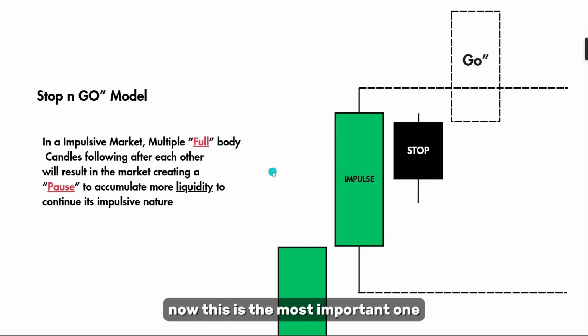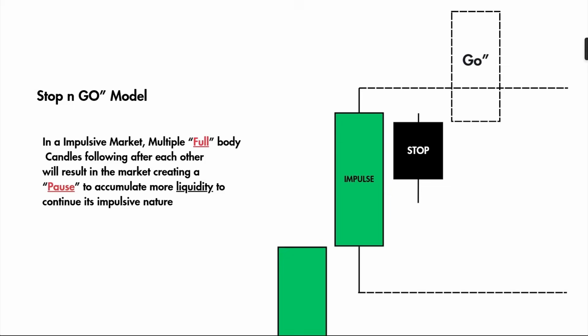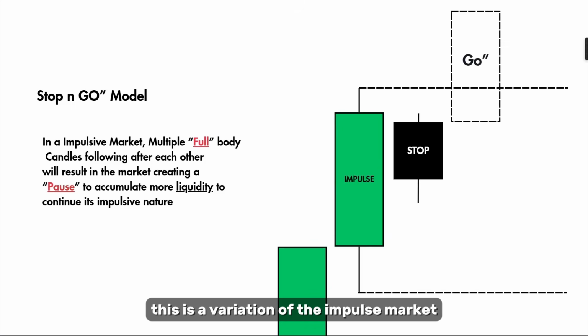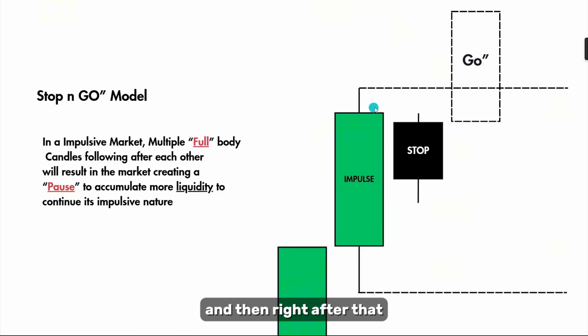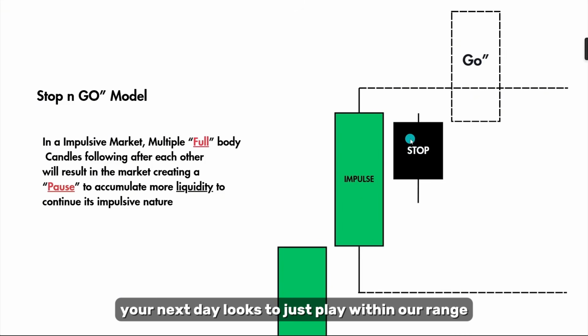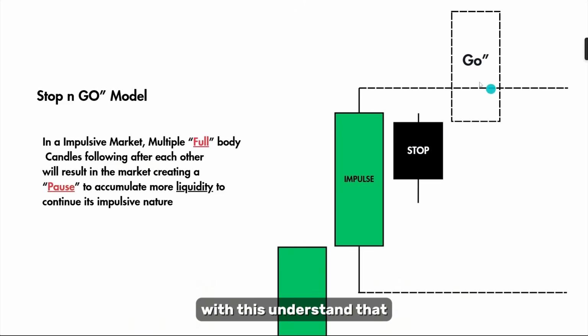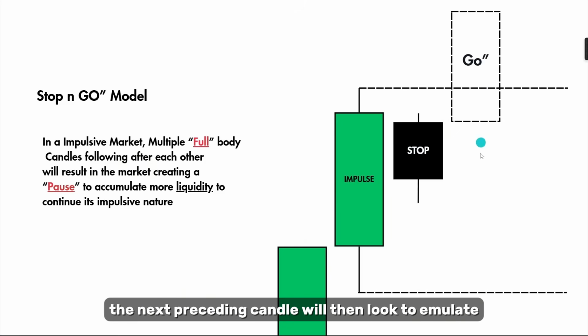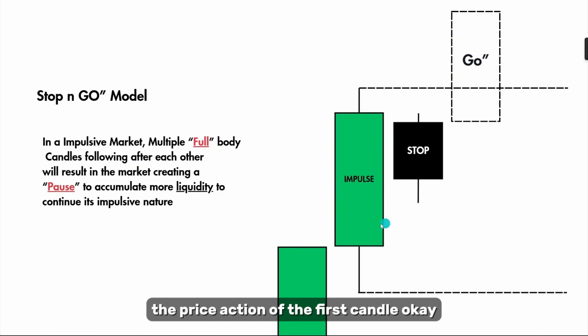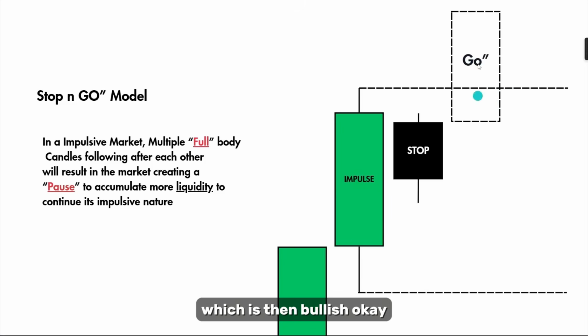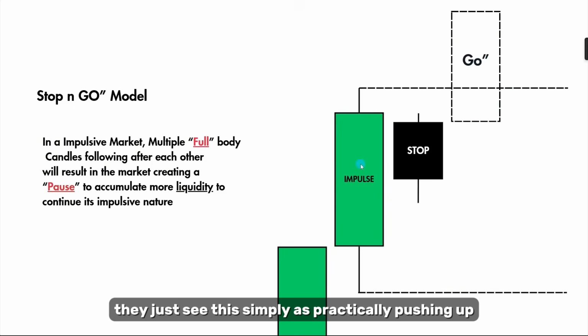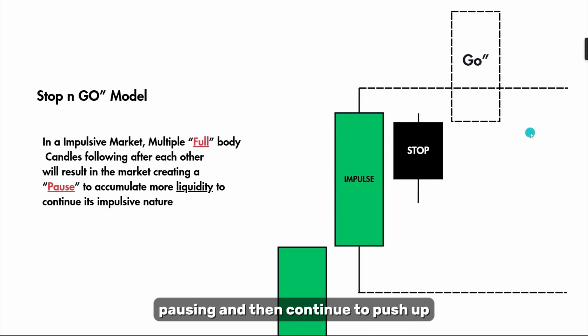Now, this is the most important one, our stop and go model. This is a variation of the impulsive market, but it's simply where there's a full body candle and then right after that, your next day looks to just play within our range. With this, understand that the next preceding candle will then look to emulate the price action of the first candle, okay? First, second, third, this will then look to follow the first candle movement, which is bullish. They just see this simply as price quickly pushing up, pausing, and then continuing to push up.